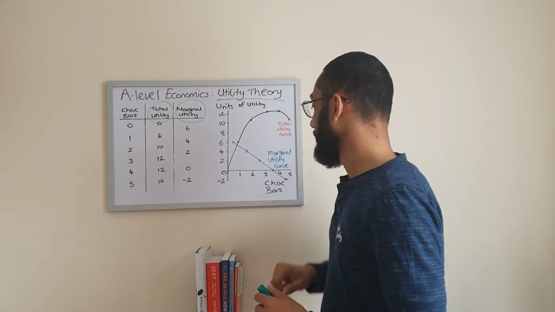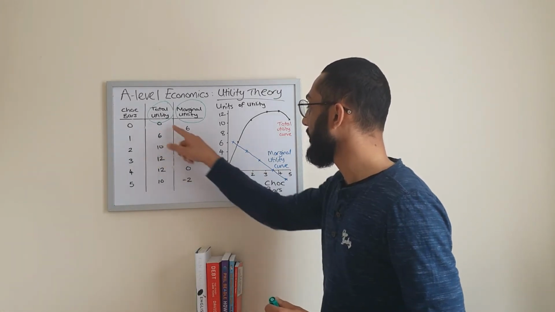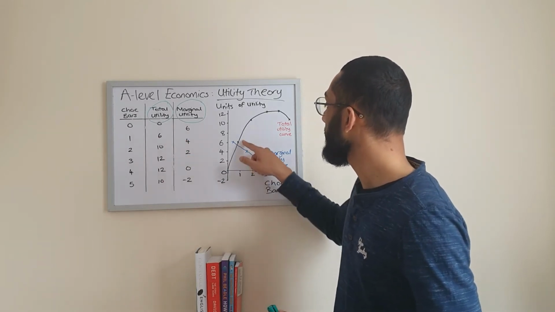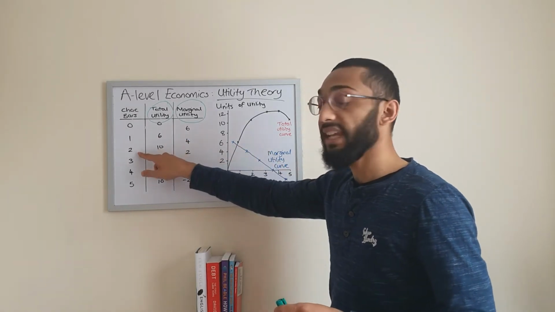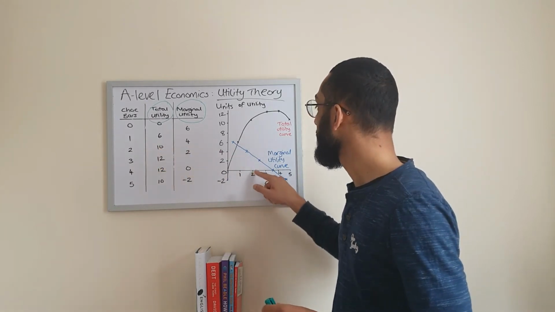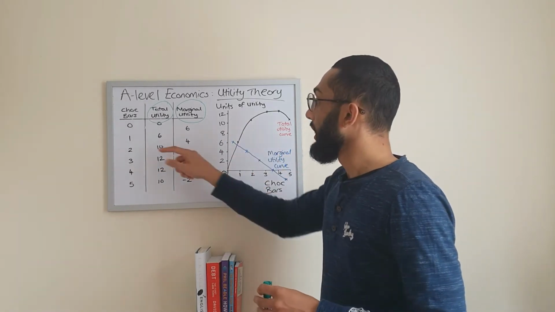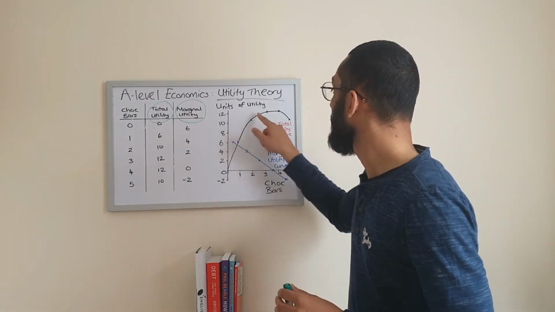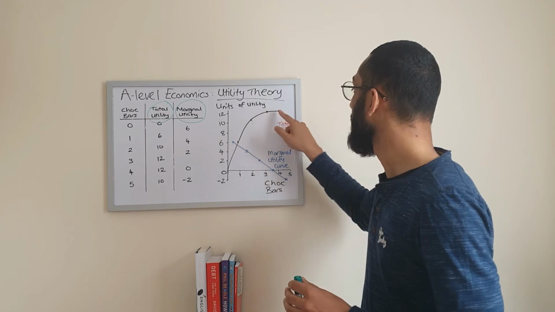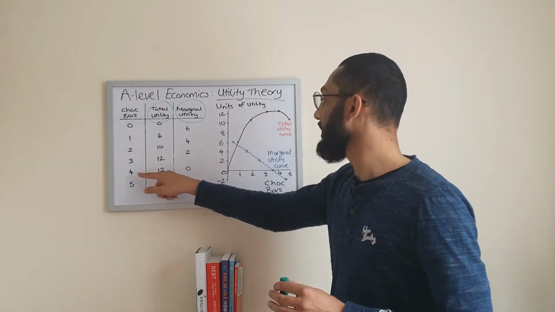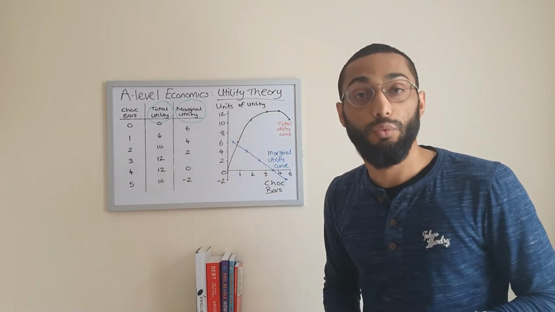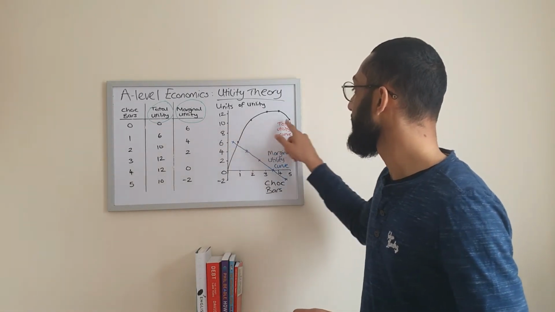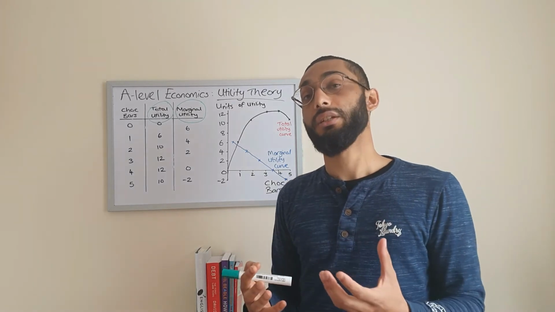So let's have a look. If there are 0 chocolate bars, there'll be 0 utility. When we consume 1 chocolate bar, the total utility is 6. Is that right? Yes, it is. The second chocolate bar gives us a total utility of 10. The third gives us a total utility of 12. Likewise, the fourth gives us a total utility of 12 as well. And then, interestingly, the fifth chocolate bar actually gives us a total utility of 10.